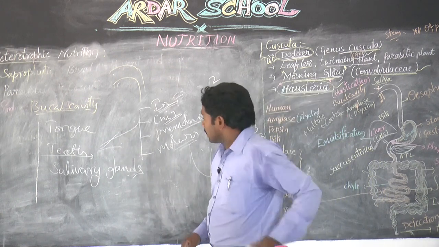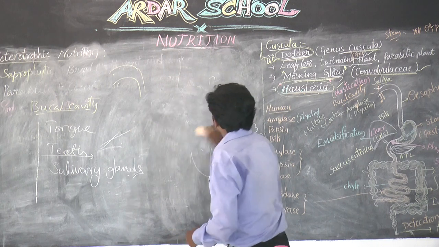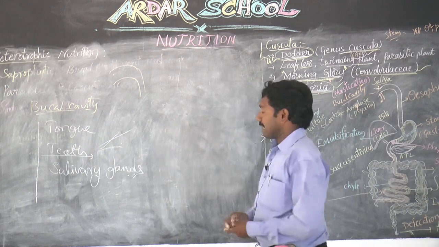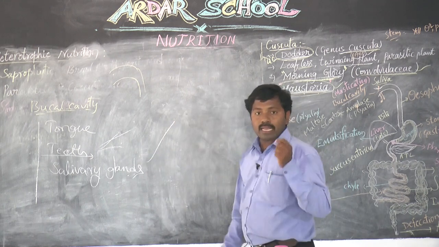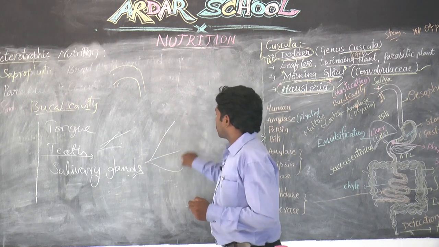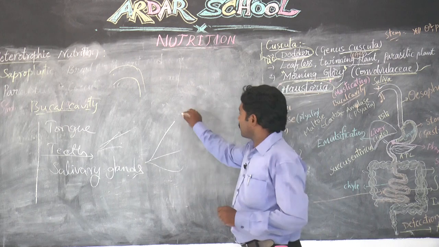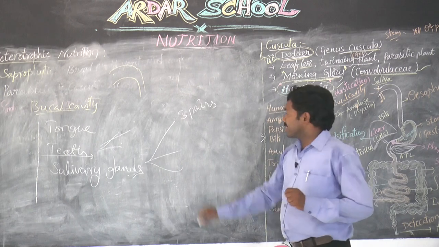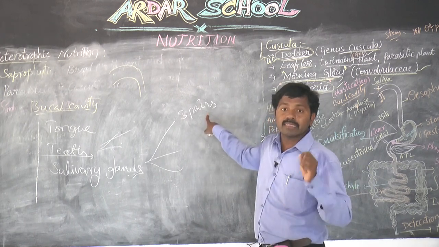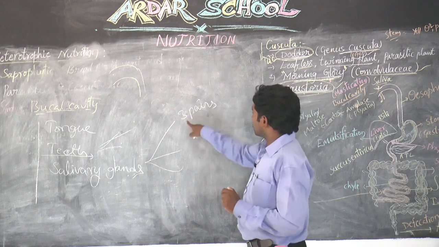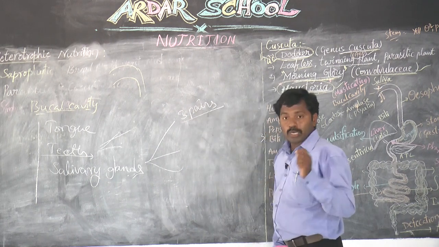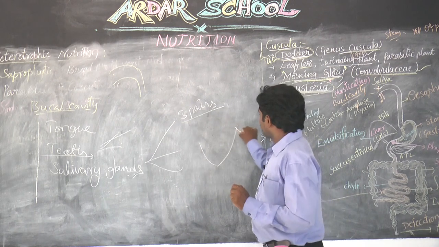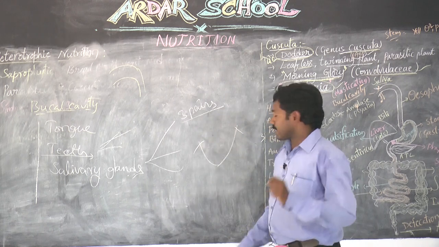Next one, salivary glands. If you observe the salivary glands here in our buccal cavity, three pairs of salivary glands are there. They can secrete the saliva. Where are they located? If you observe the lower jaw, one pair of salivary glands is located.